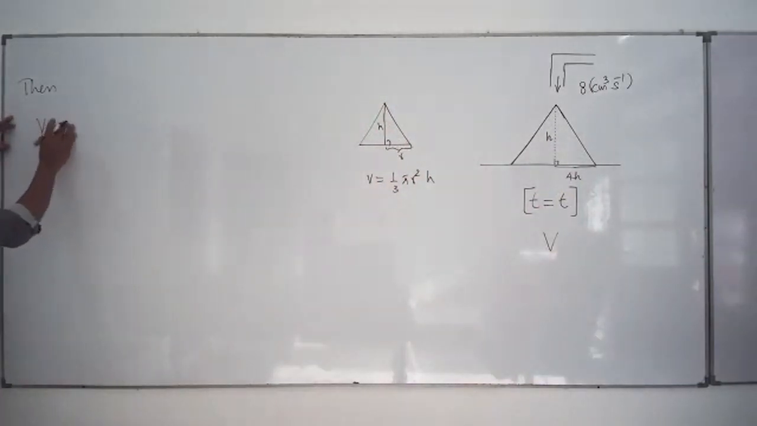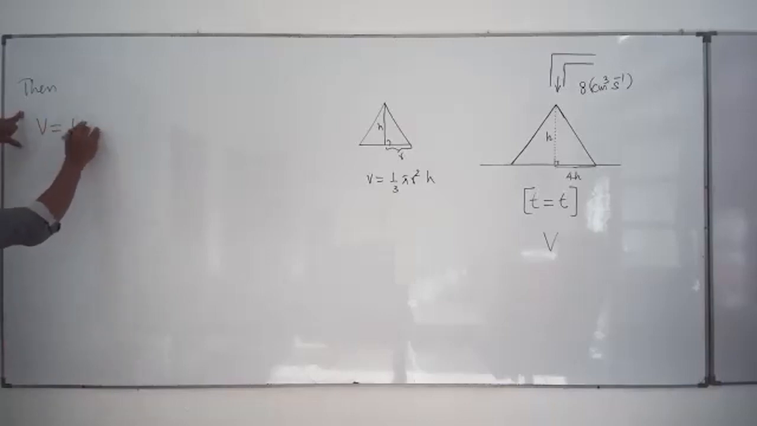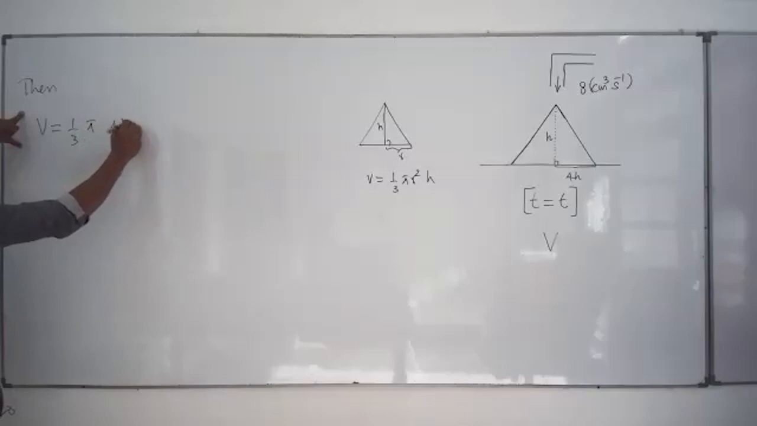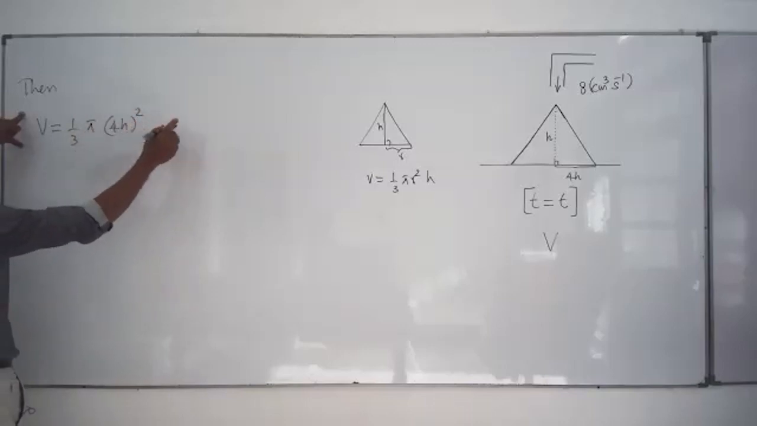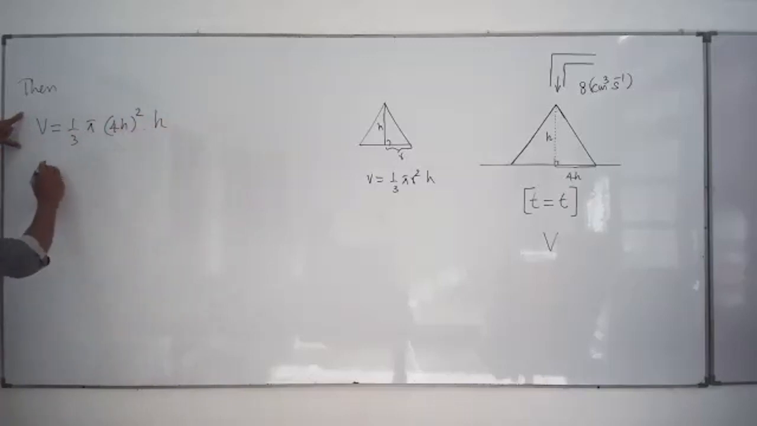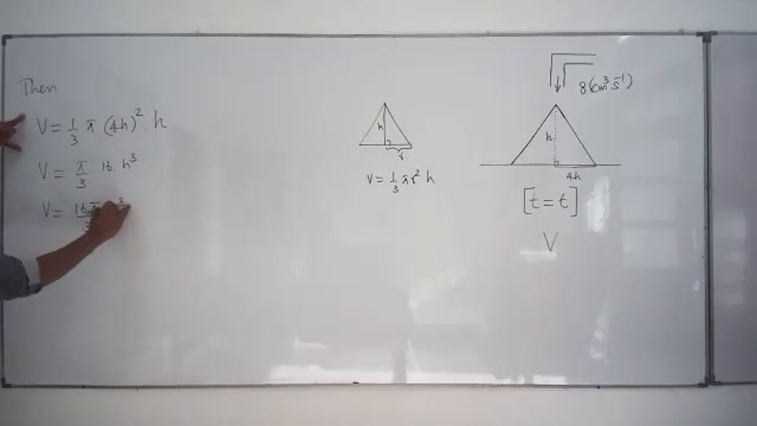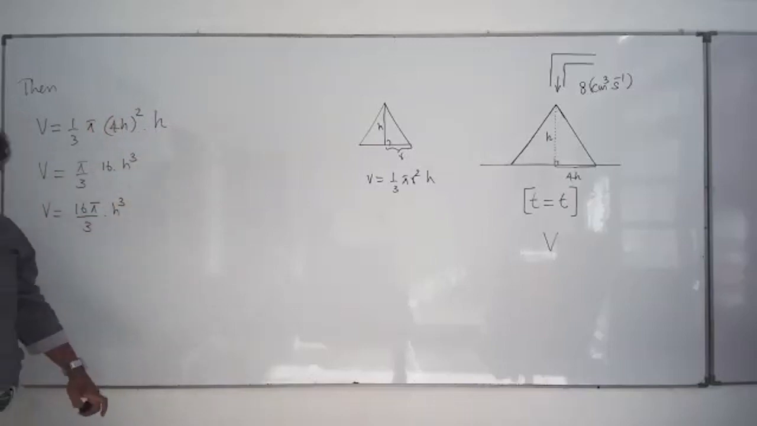Then the volume V is equal to one third pi, 4h is the base radius, squared, times h, the height. We can simplify this further. Pi divided by 3, 4 squared is 16, h squared times h gives h cubed. Then we get V equals 16 pi by 3 times h cubed.